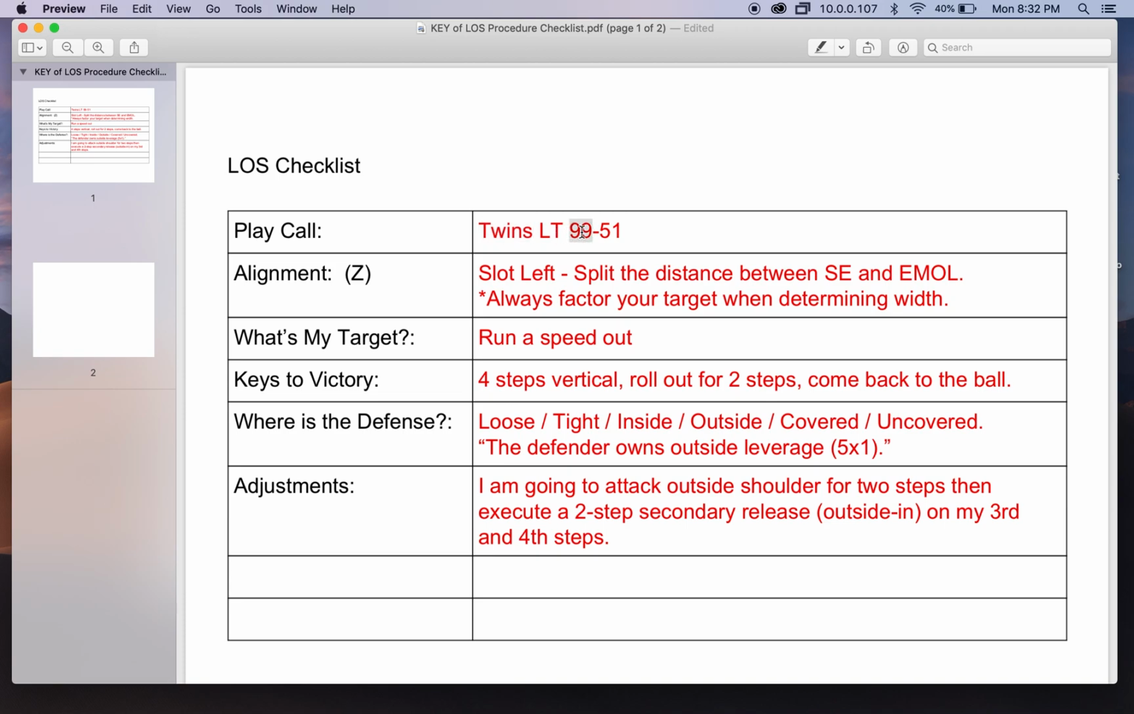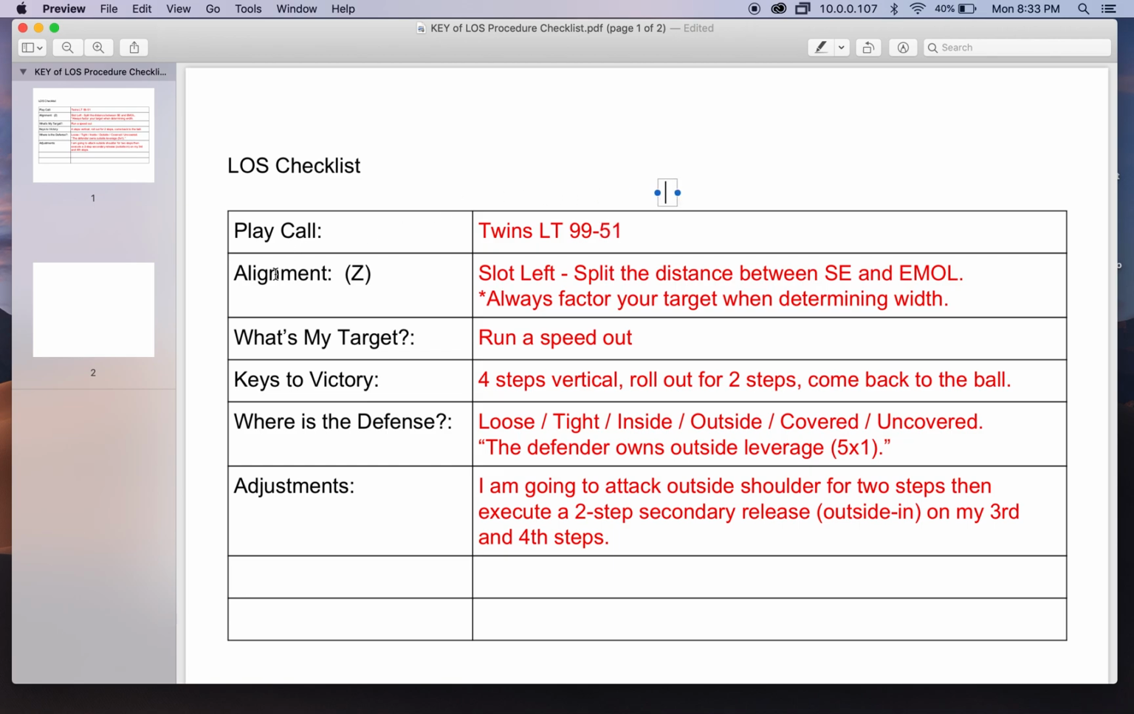Now, 99, before we get to alignment, 99 is our blocking scheme. We are sprinting out to the left, right? That's the 9. And the offensive line knows they're sending a guard out there. So 99 tells our offensive line and our quarterback and the rest of us that this is a sprint out pass. 51 is the route combination that we are attaching to our sprint out pass.